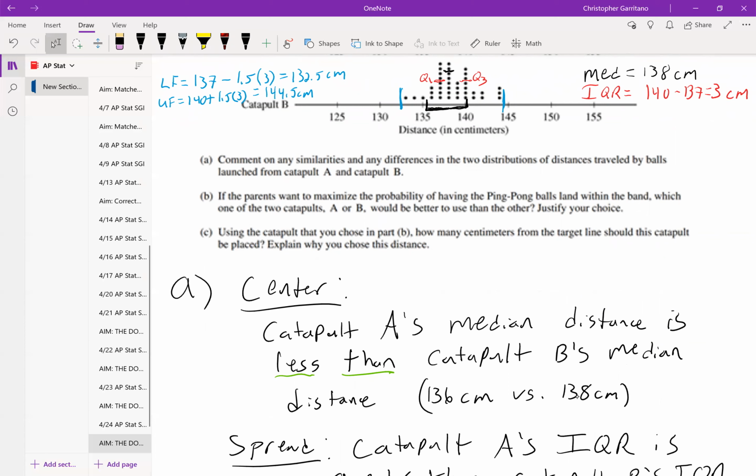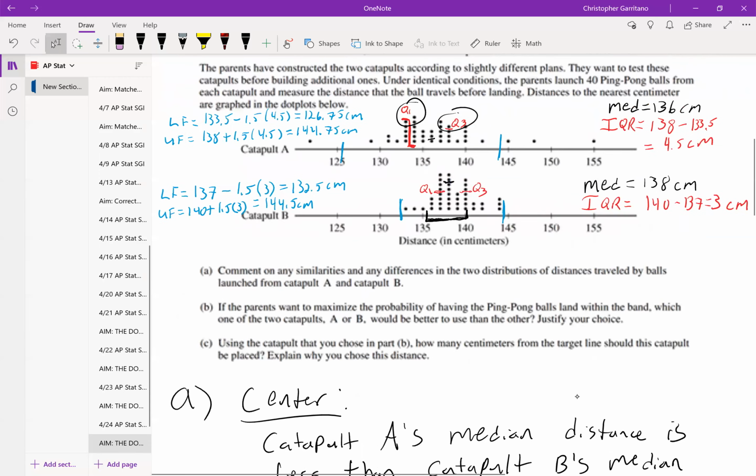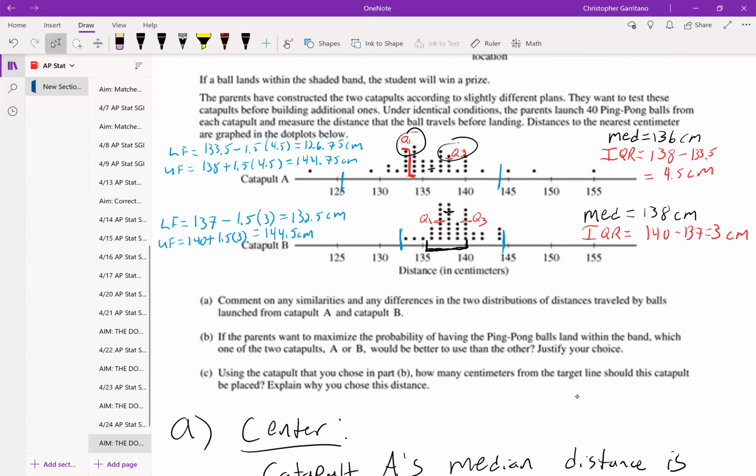All right, so technically, you could probably choose either one as long as you have a convincing argument for either one. However, in this situation, there's one pretty obvious choice. And just looking at the distributions, it's pretty obviously catapult B.